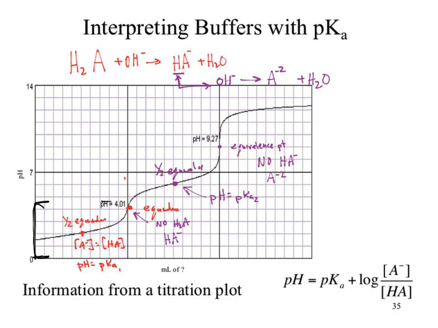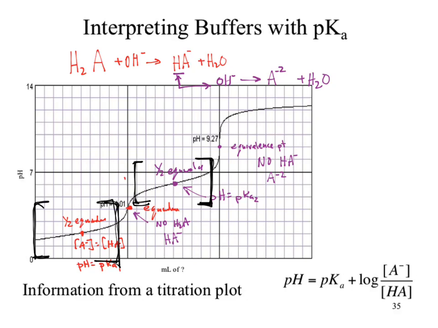I have a section probably more like in here. As a buffer, where else? Roughly the same area in the one above. Those are now my buffer zones. Within those zones, where's the best place to have a buffer? At the half equivalence. Why at the half equivalence?